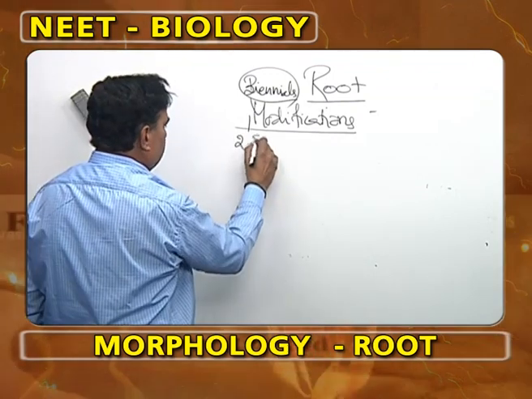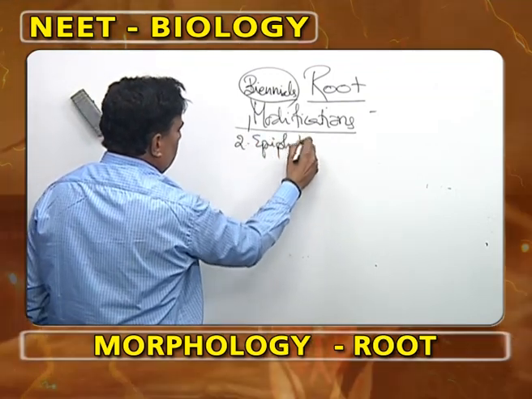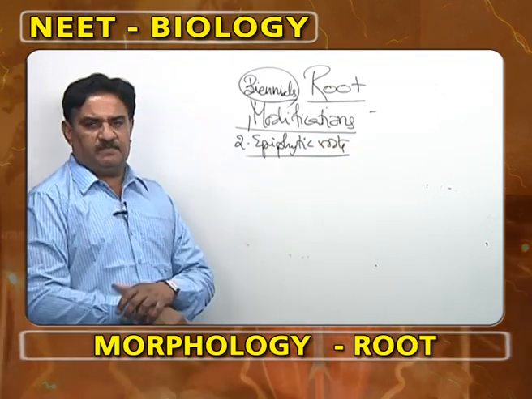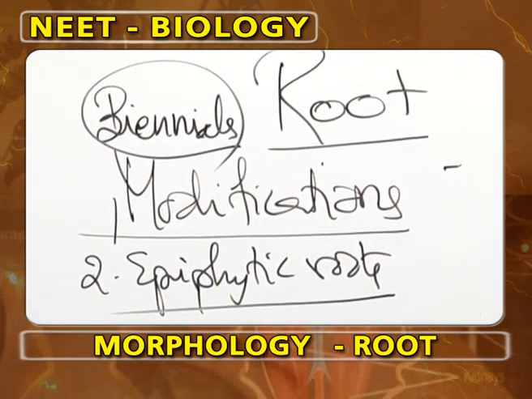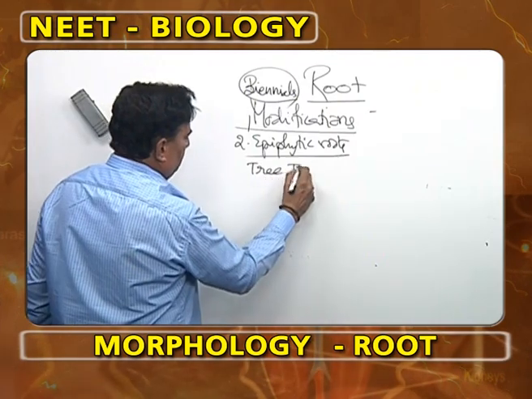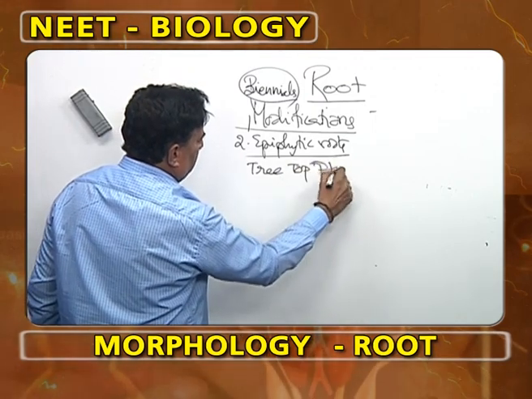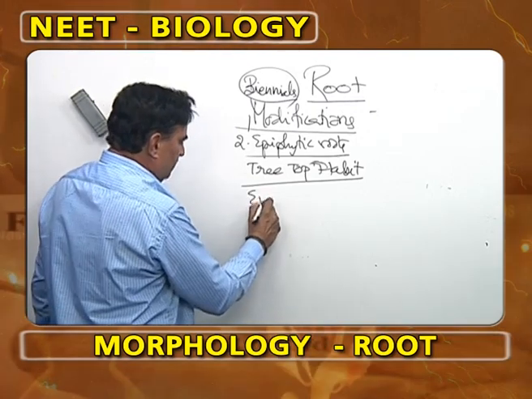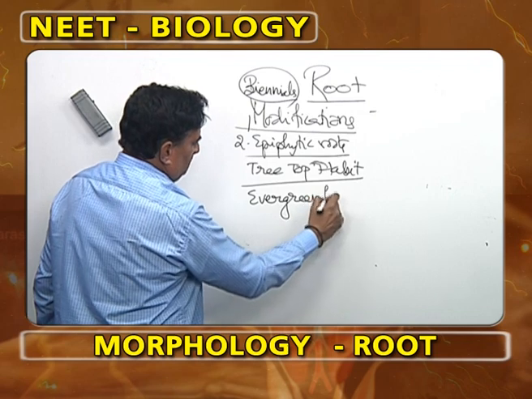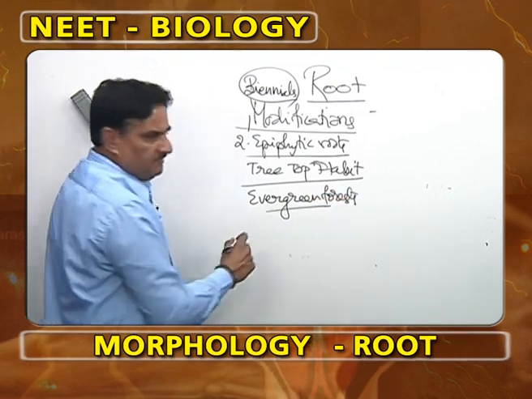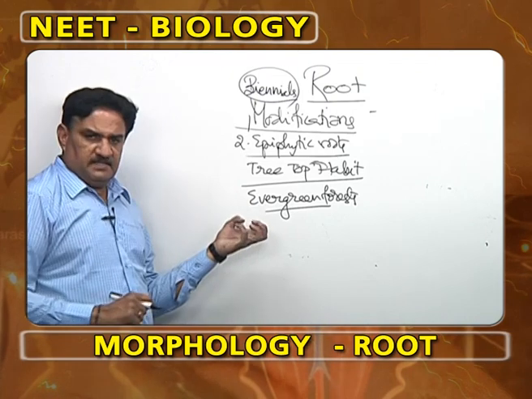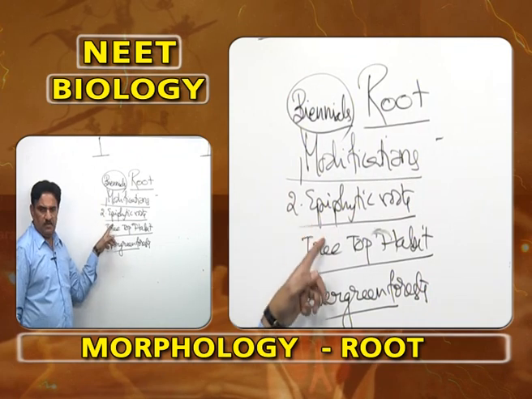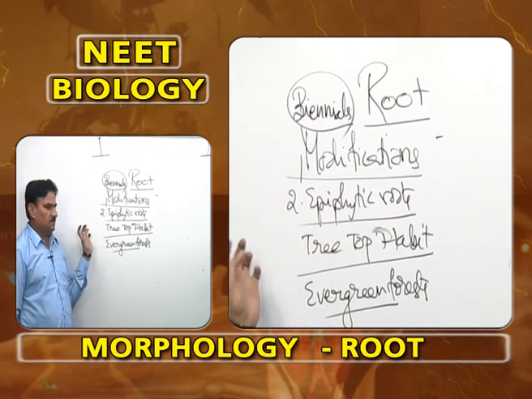Next, second is epiphytic roots. Plants which grow on other plants only for mechanical support are called epiphytes. Epiphytes are also popularly regarded as plants showing tree top habit. That means they are found in evergreen forests. In evergreen forests, the small plants growing in the shade cannot get enough sunlight. For want of sunlight, they grow attached to the branches of huge forest trees.